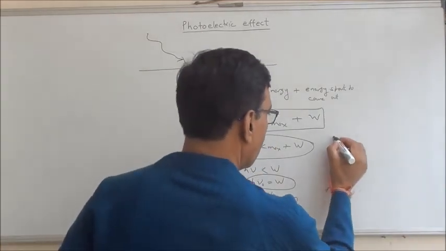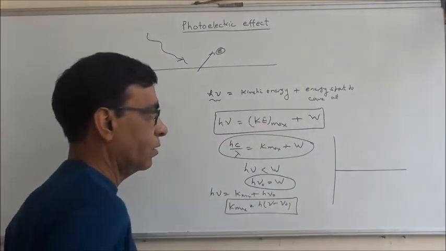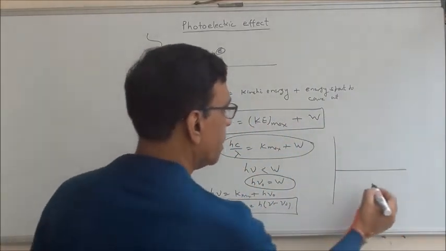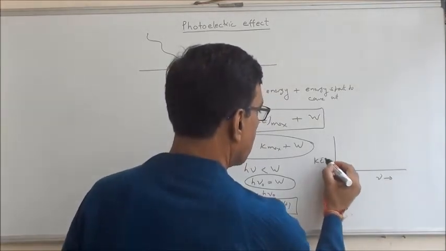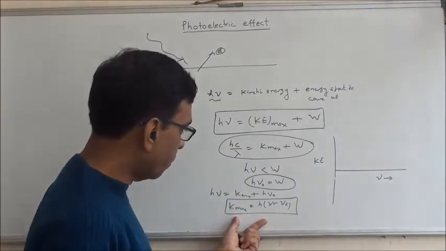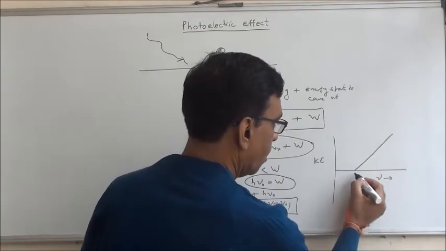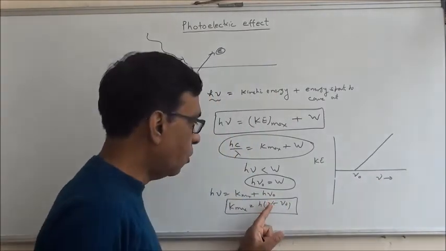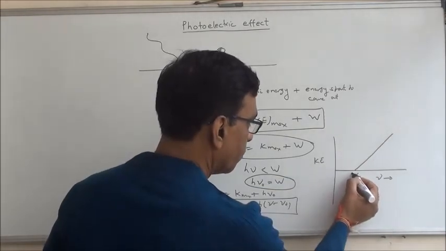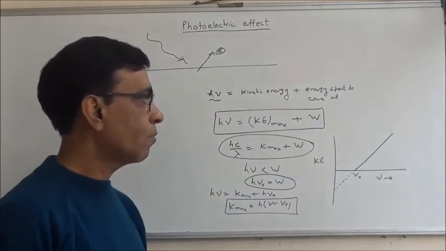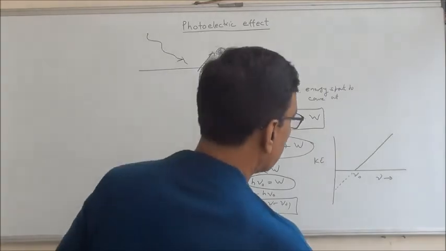But important observation from this graph. If I plot a graph between frequency and kinetic energy, it's a straight line graph, right? And we'll start from here, nu naught. If nu is equal to nu naught, kinetic energy is 0. So it will start from here, and I can take it here. So this graph is also very important and we may use it.